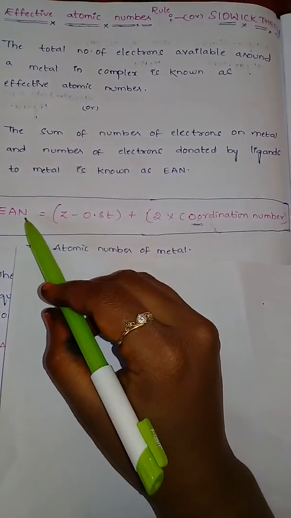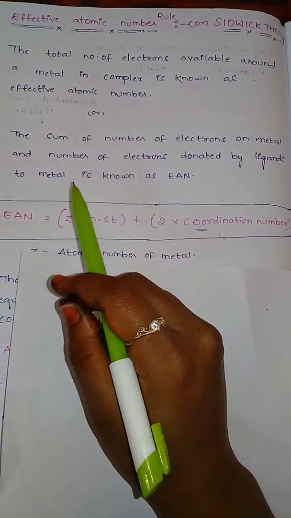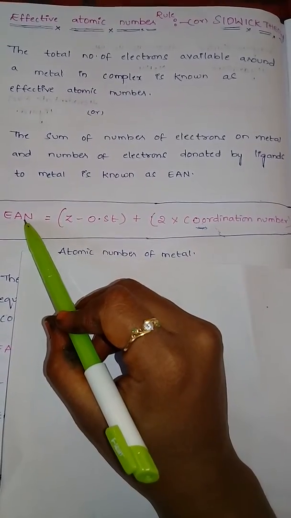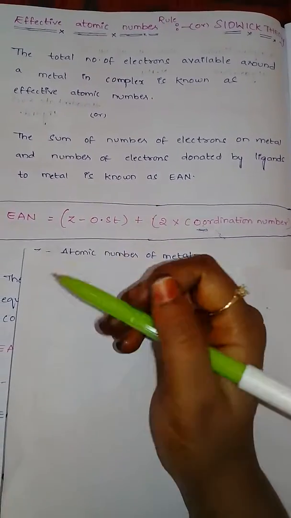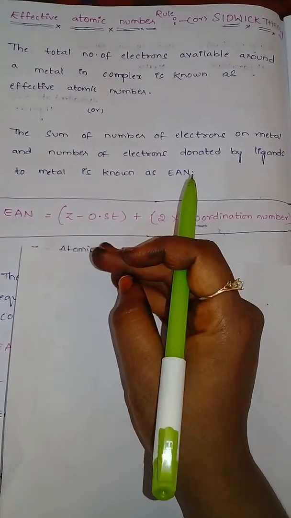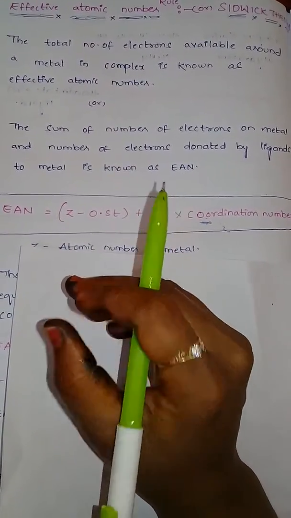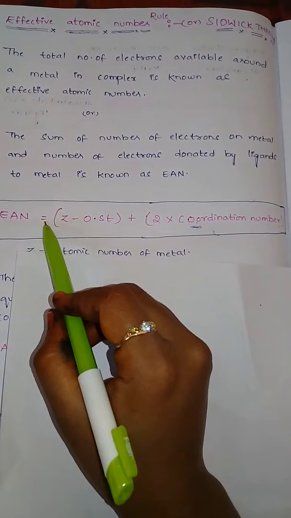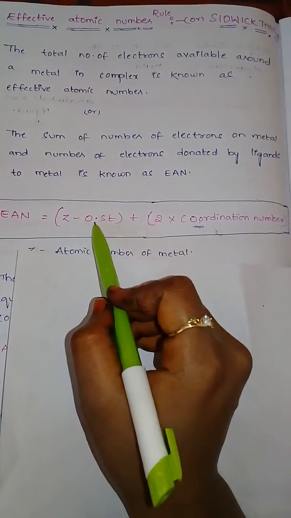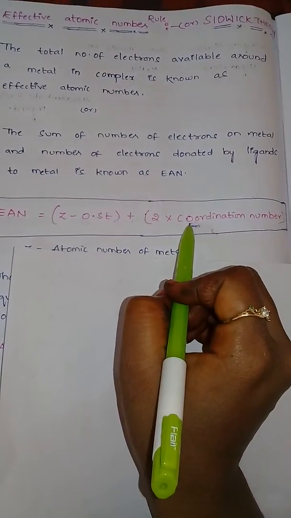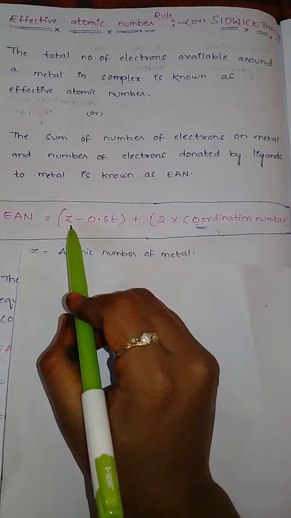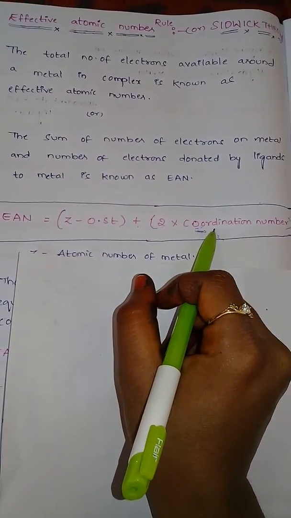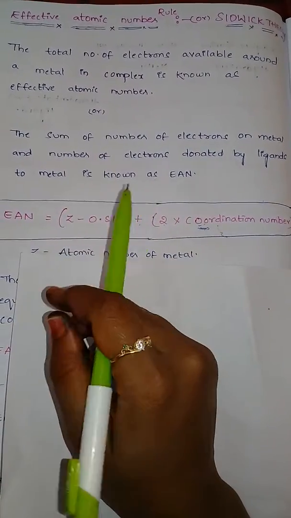So, see, what is meant by effective atomic number? The total number of electrons available around a metal, or the sum of the number of electrons on the metal plus the number of electrons donated by ligands to the metal. And the formula is Z minus oxidation state plus 2 into coordination number. Z means the atomic number of the metal and coordination number means the number of ligands attached to the metal.